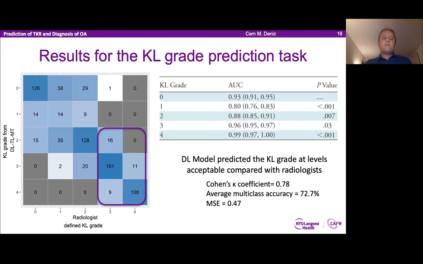So our model trained with multitask learning predicted the KL grades at acceptable levels, comparable to the radiologists. So when we compare with the radiologists, Cohen's kappa coefficient was 0.78. It was pretty good, as well as the mean square error was low and the multiplex accuracy was good, high enough.